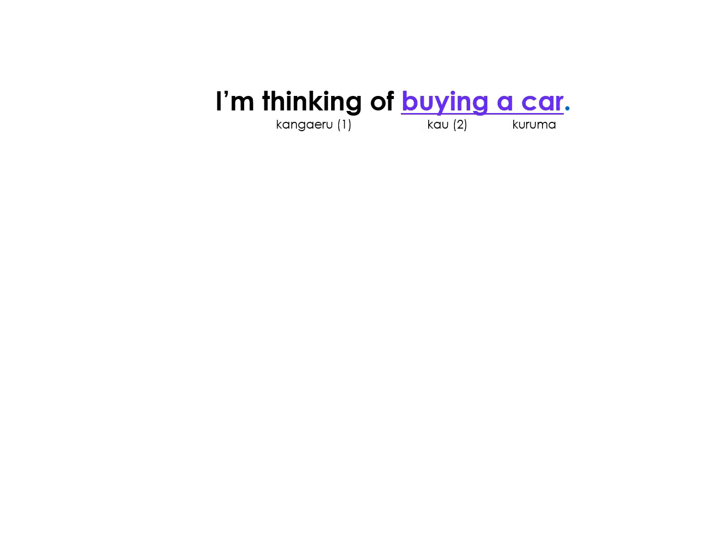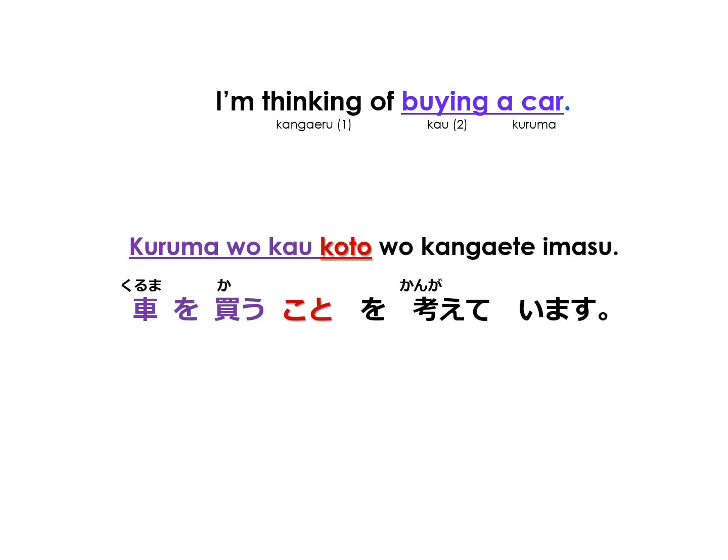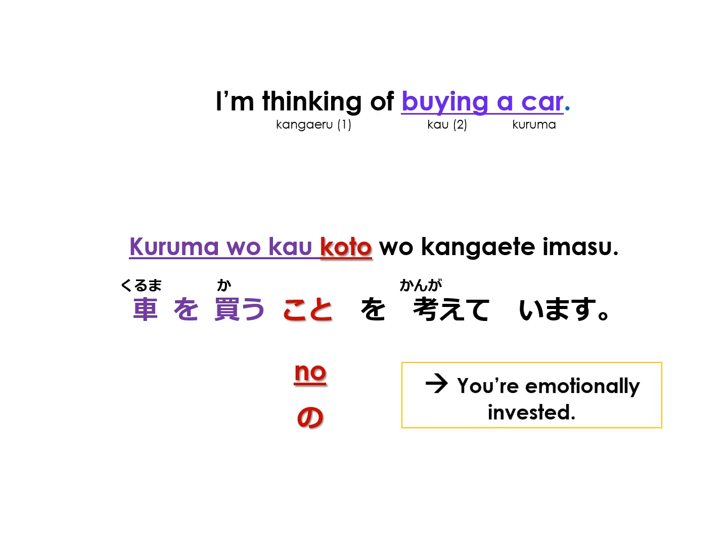Next example, I'm thinking of buying a car. Buying a car is the direct object and needs to be nominalized. Using koto, 車を買うことを考えています。And using no, 車を買うのを考えています。By using no, you impart an emotional connection. Maybe you badly need that car.